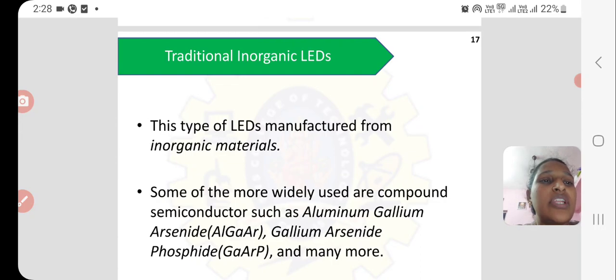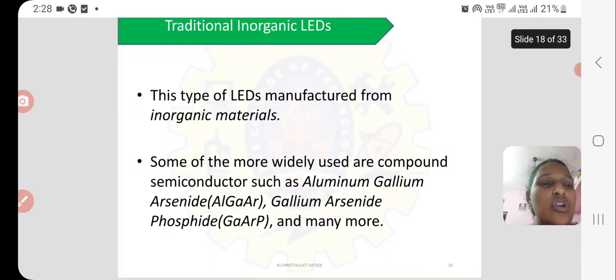First, let's see the traditional inorganic LEDs. This type of LED is manufactured from inorganic materials. Some of the most widely used are compound semiconductors such as aluminum gallium arsenide, gallium arsenide phosphide, and many more. So it is not a single semiconductor, it is a compound semiconductor, a mixture of 2 or 3 compounds, so as to achieve the required light that is to be emitted by the diode.